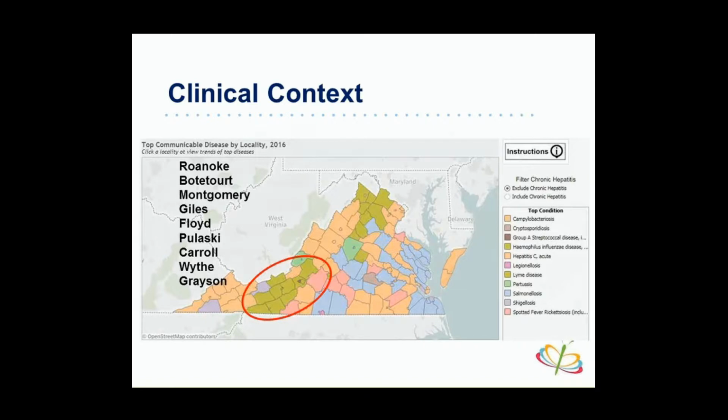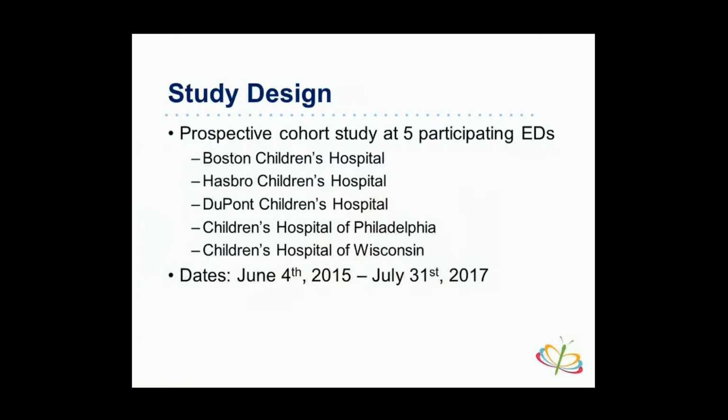Okay. So in terms of the study design, the study was conducted as a prospective cohort through 5 participating EDs, including Boston Children's Hospital, Hasbro Children's Hospital in Providence, Rhode Island, Nemours DuPont in Wilmington, and then Children's Hospital of Philadelphia, as well as Children's Hospital of Wisconsin. So I guess Wisconsin is a little bit of an outlier when you look at that distribution, but that's okay. The study was conducted between June 4th, 2015 and July 31st, 2017. The study did obtain IRB approval, and consent was given to collect blood samples, review the lab results, and perform follow-up to determine clinical outcome for these patients.